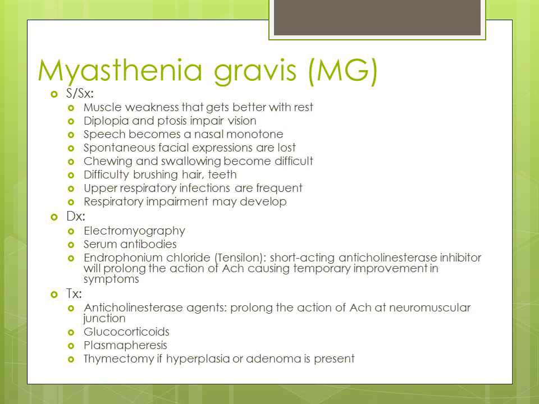The diagnosis of myasthenia gravis is kind of interesting and a little bit mean because the main test they use is called the edrophonium chloride test or Tensilon test. This is where they'll actually administer a very strong but short-acting anticholinesterase inhibitor, and this will prolong the action of the acetylcholine that is present, causing temporary improvement in their symptoms, but then after that short-acting inhibitor wears off, they'll have a sudden return of their symptoms.